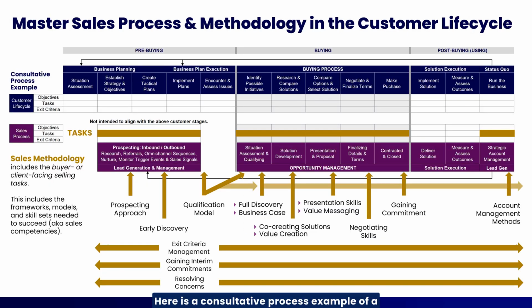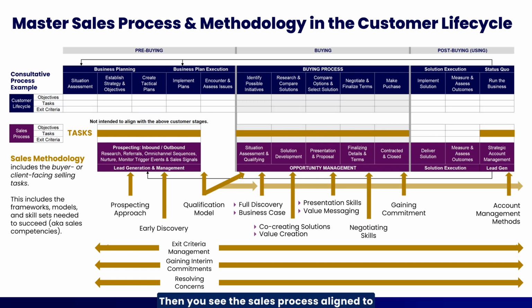Here is a consultative process example of a customer life cycle, including what happens pre-buying, during the buying process, and post-buying, when the buyer's journey includes selecting a product and implementing it. Now, as you know, there are other buyer journeys, including transactional and flow sales, where the buyer buys products, stocks them, uses or resells them, and restocks them. This is just an example.